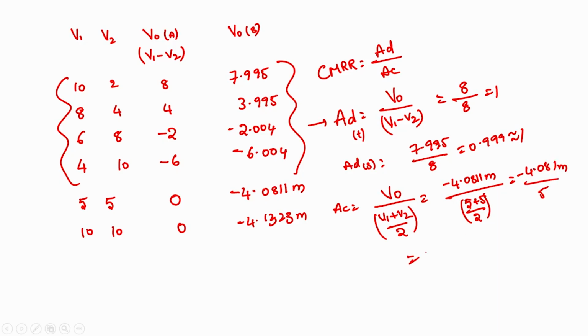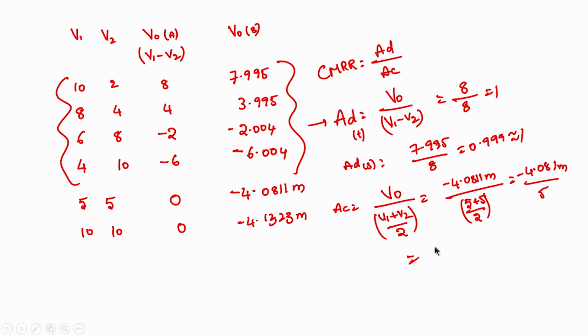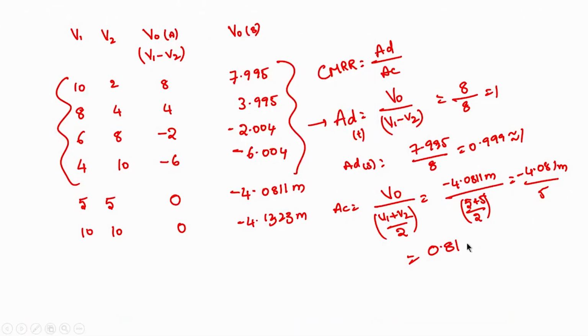The value is, let me take a calci, 4.081 divided by 5, 0.8162 milli. So that means the value is 816, no volt, because volt by volt will be cancelled, right? 0.816 milli or 816.2.